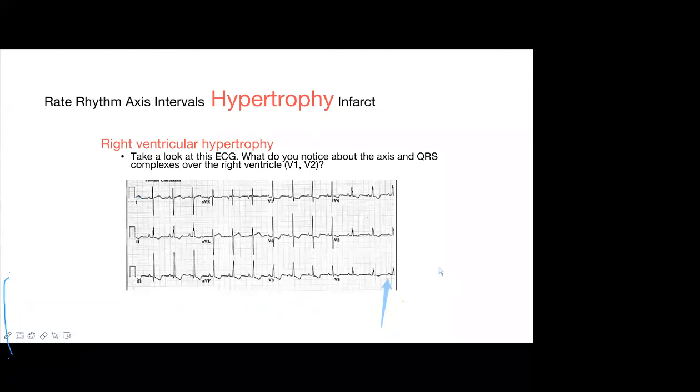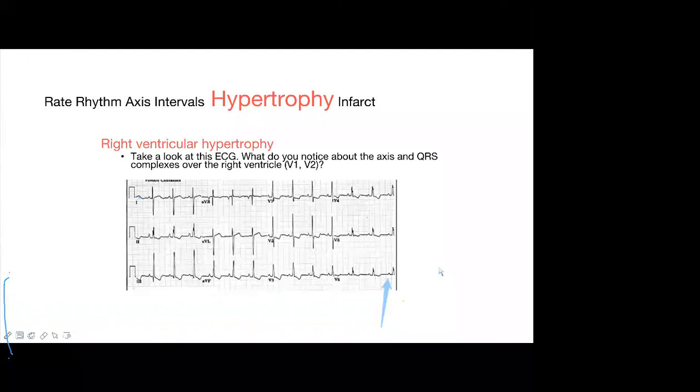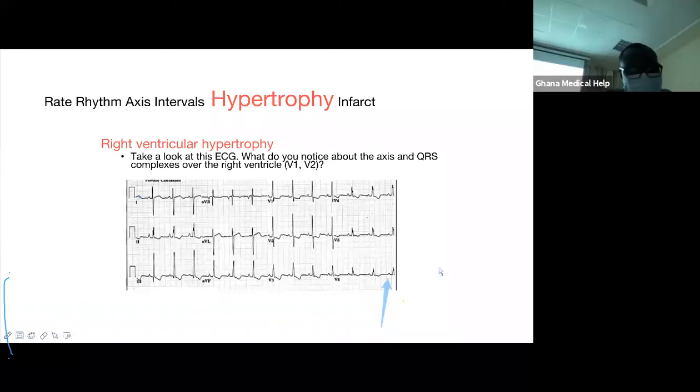Okay, we have a right axis deviation. Fantastic, great. So I agree with you. It's the right axis deviation. Okay, so now the next thing is, let's look at the leads that are looking directly over the right ventricle. What do you notice about the QRS complexes in V1 and V2? Anybody, just unmute yourself and go ahead. Please unmute yourself and go ahead.